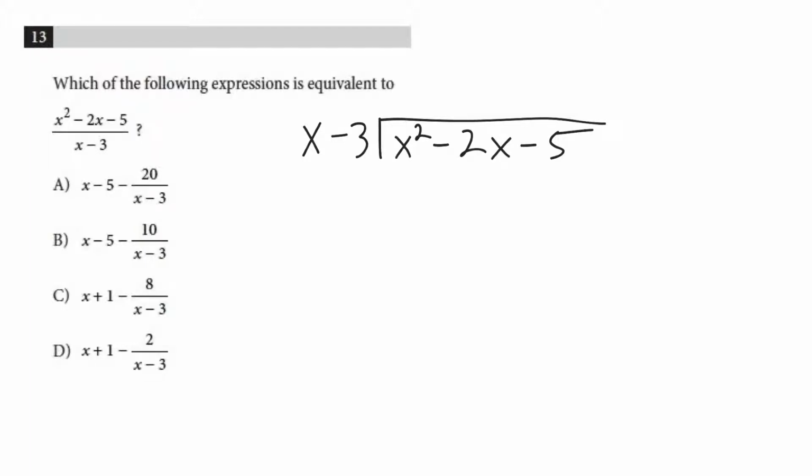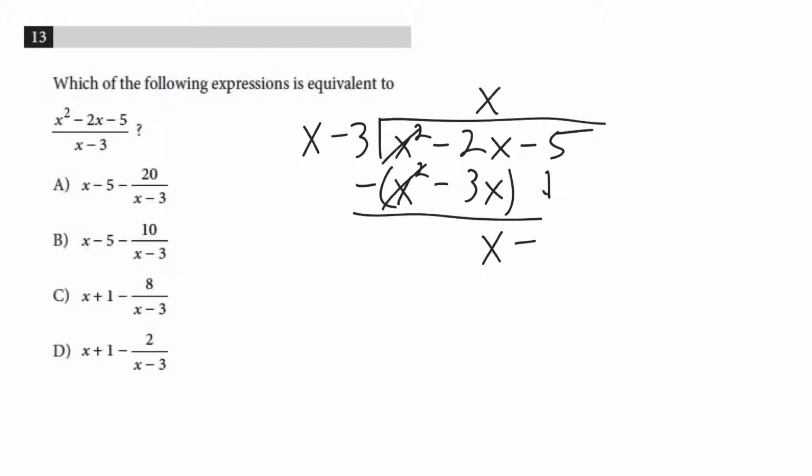So x goes into x squared. Well, we need to multiply that times x. Okay, and I'll put that on top of my linear term. And then x times x, that's going to give me that x squared. X times negative 3 is negative 3x. And we're going to be subtracting this whole piece. So my x squares are going to cancel out. Then I'm subtracting negative 3x, so that's adding 3x. I'm just going to be left with x. And drop my negative 5.